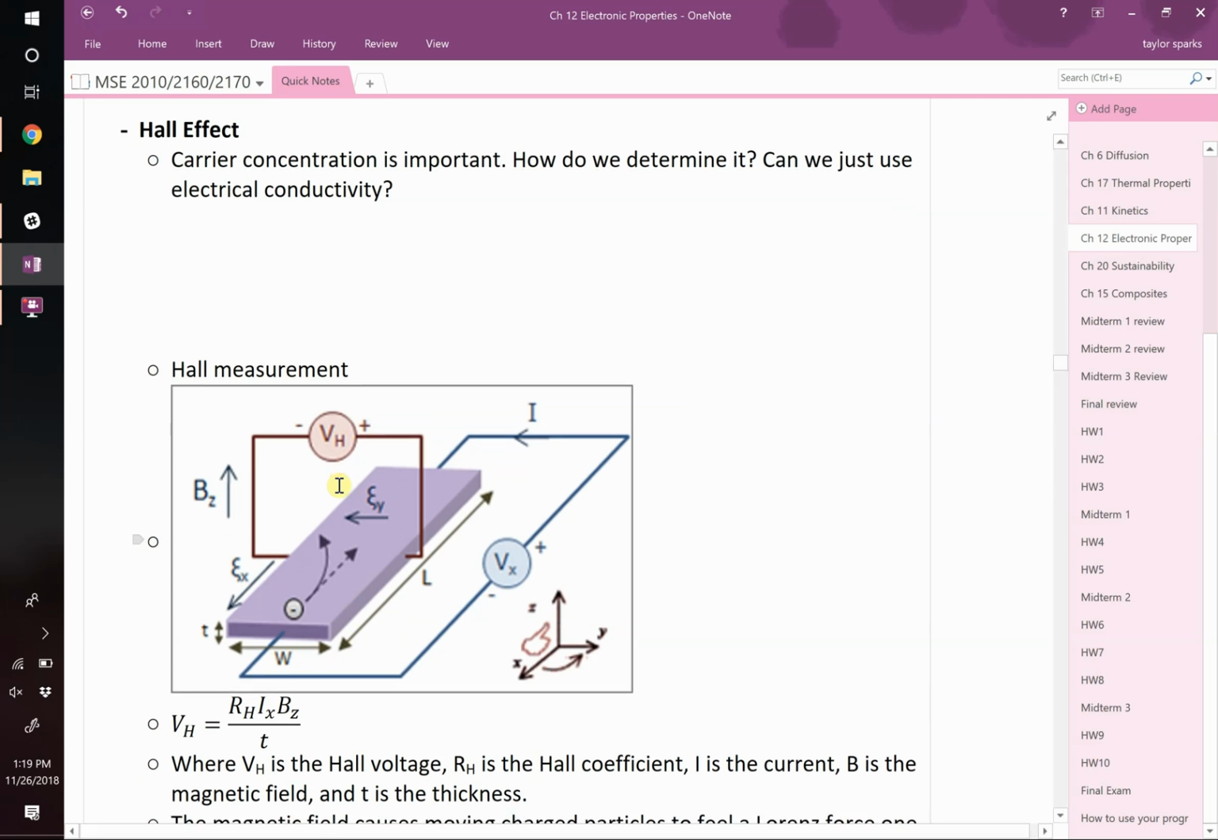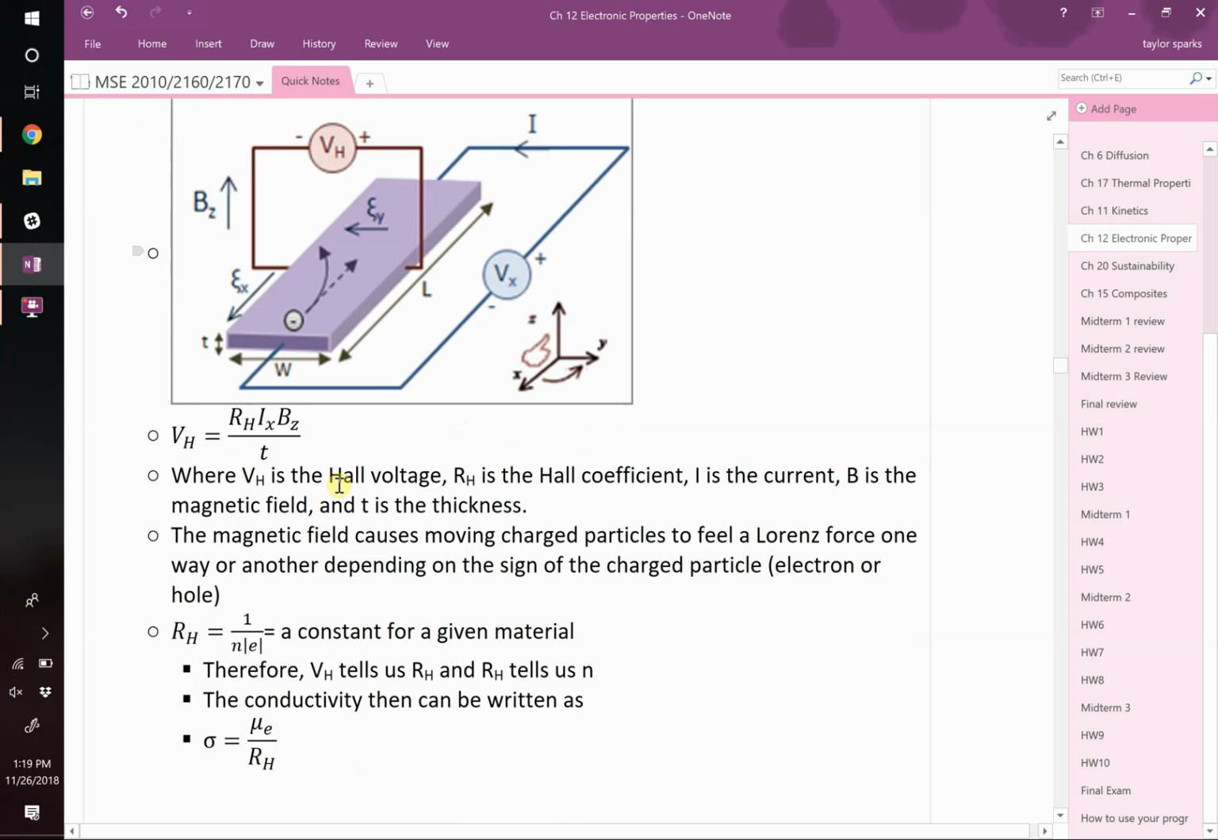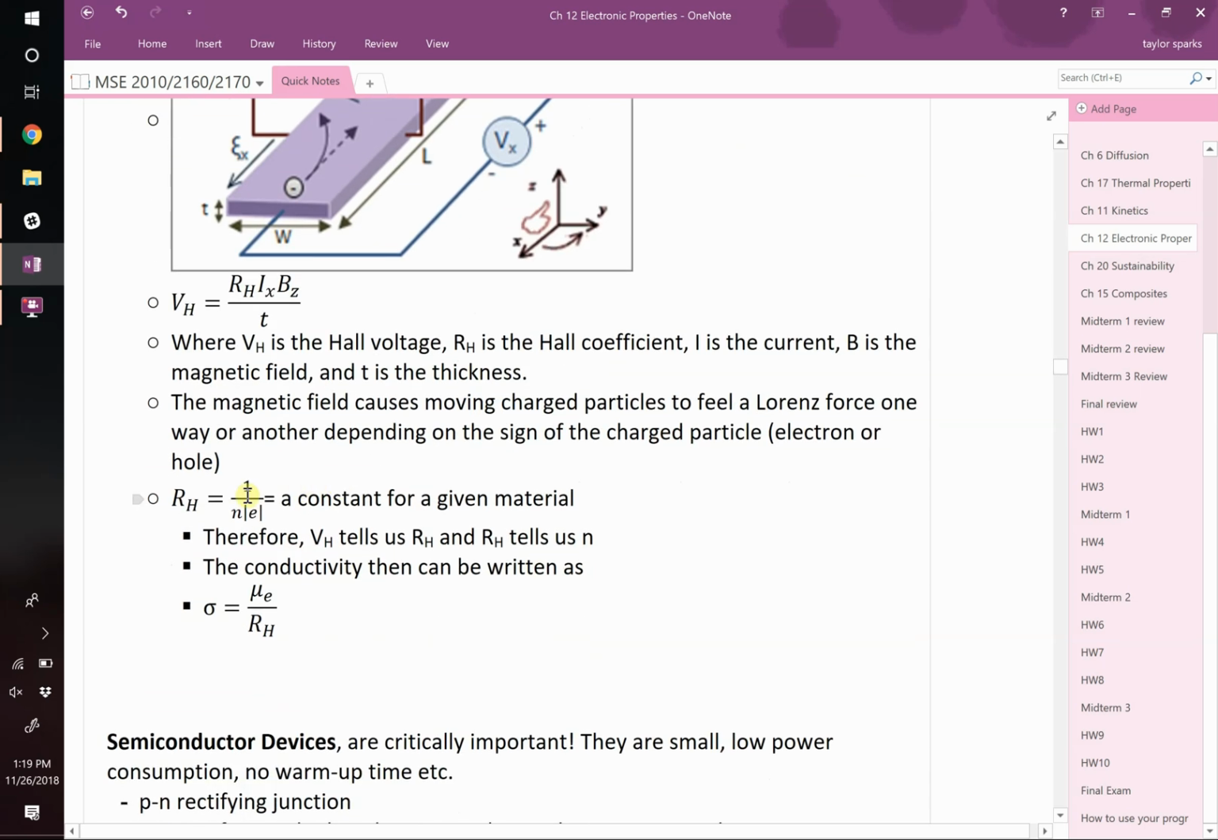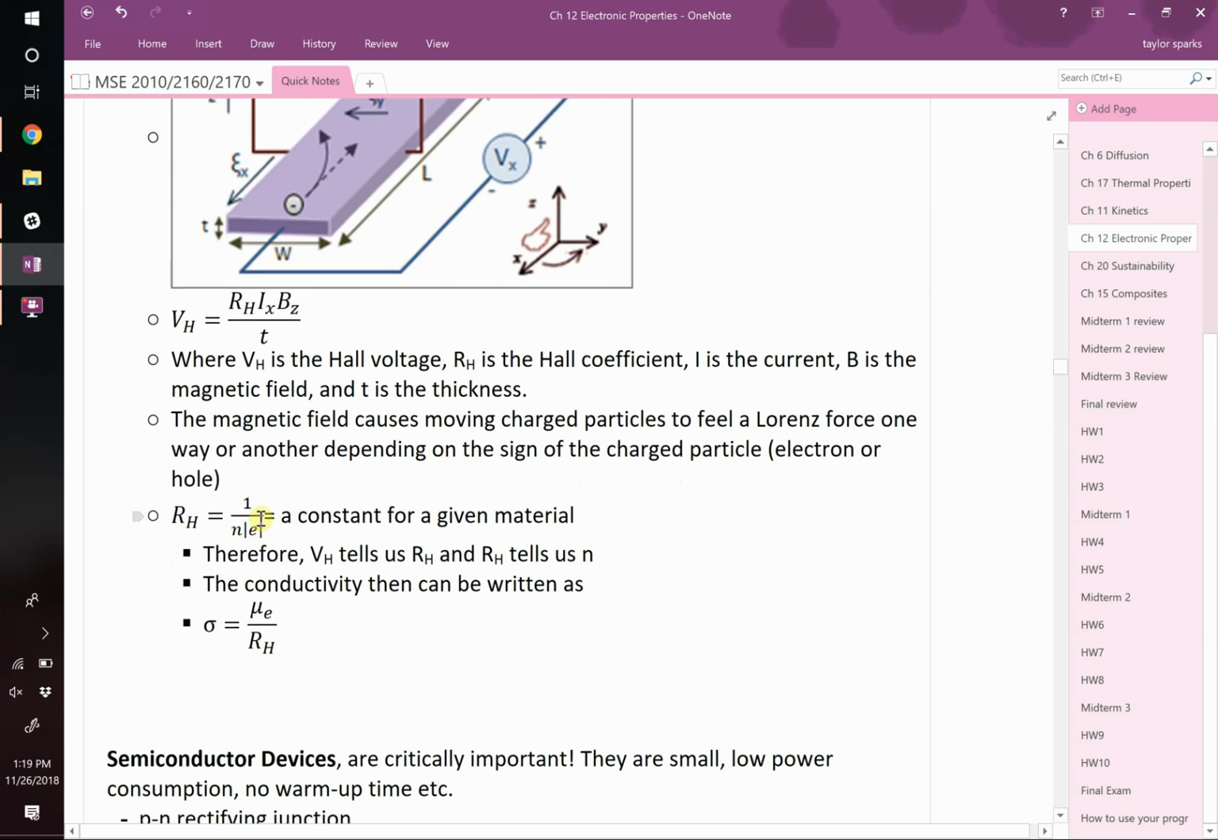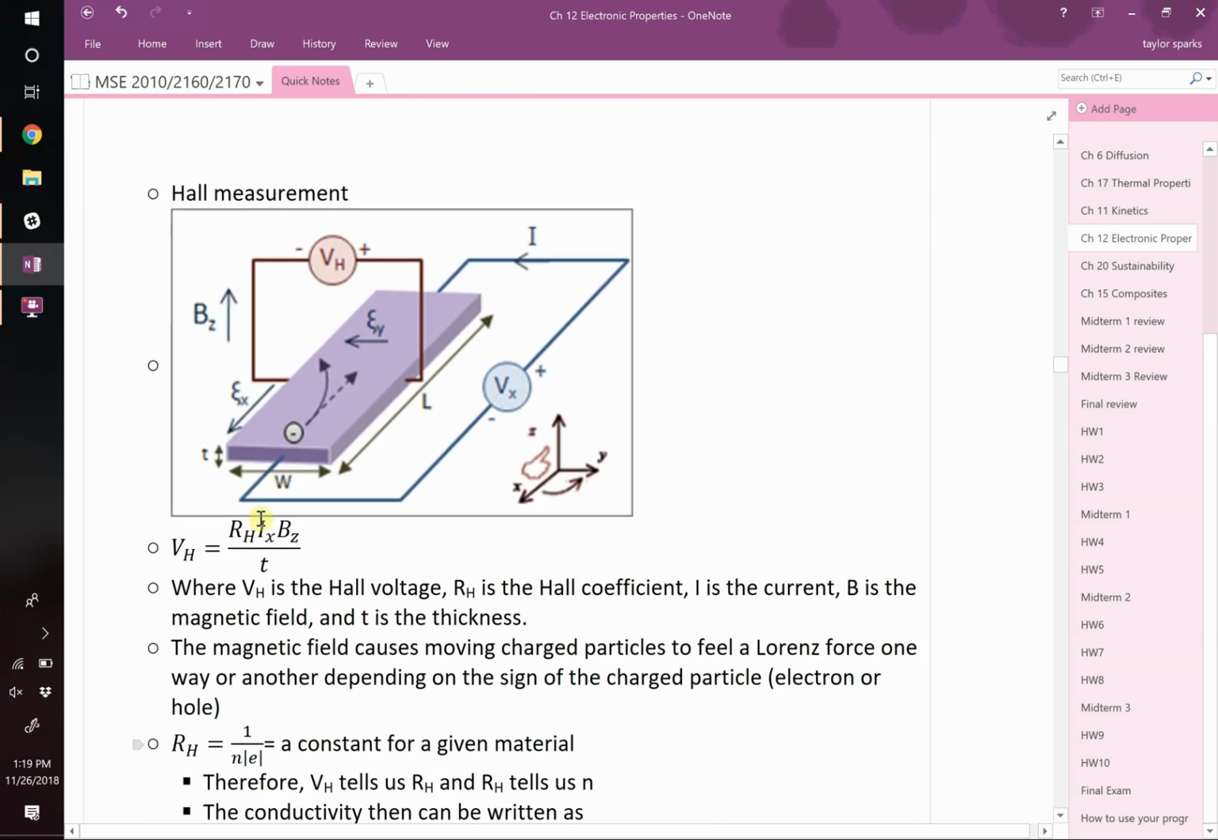So again, the Hall voltage that you measure in this lateral direction across your sample is equal to the Hall coefficient. That's where your electron concentration is going to come out. Current, magnetic field, and obviously the thickness of your sample. Okay? So I think you'll have an example to do this on one of the homeworks this week. The Hall coefficient is just 1 over the concentration of your carriers times their charge. That's the Hall measurement. Any questions on the Hall measurement, on how we get carrier concentration out of that?